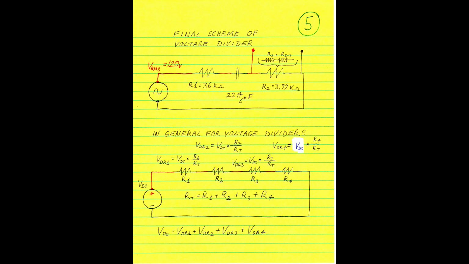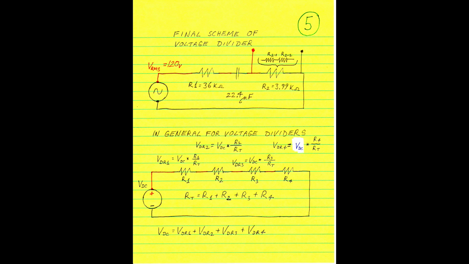In general, for voltage dividers, whether we have a DC voltage source or AC voltage source, let's say for example we have 4 resistors, R1, R2, R3 and R4. Voltage drops over these, and RT, total resistance, is equal to R1 plus R2 plus R3 plus R4.